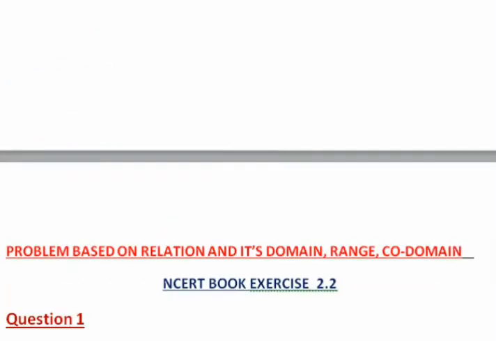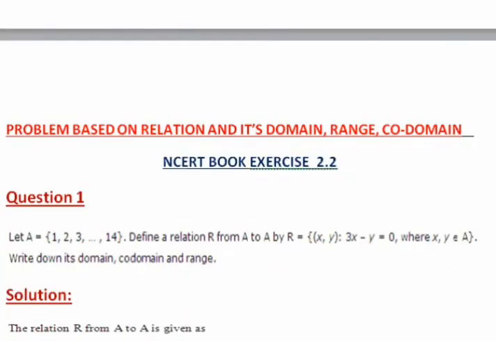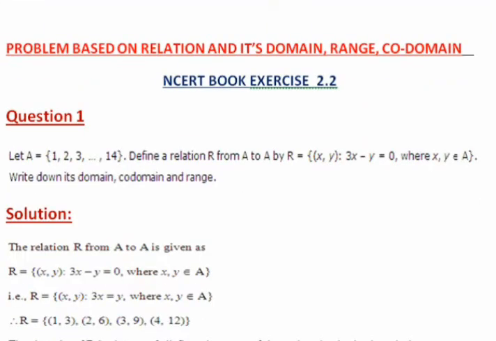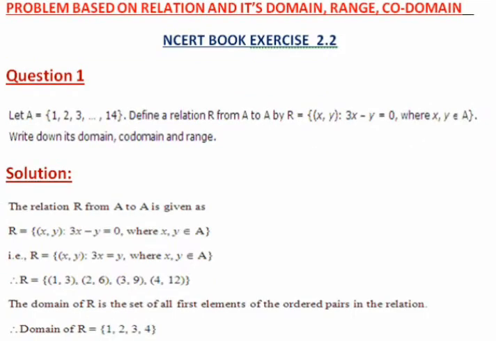Now, for the explanation of this topic, we will here explain exercise 2.2 of our NCERT book. Now let's see the first question of it. What is the first question? Let A equal {1, 2, 3, 4} and define the relation R from A to A, R equal to {(x,y): 3x - y = 0, x, y belongs to A}. Find its domain, range and codomain.